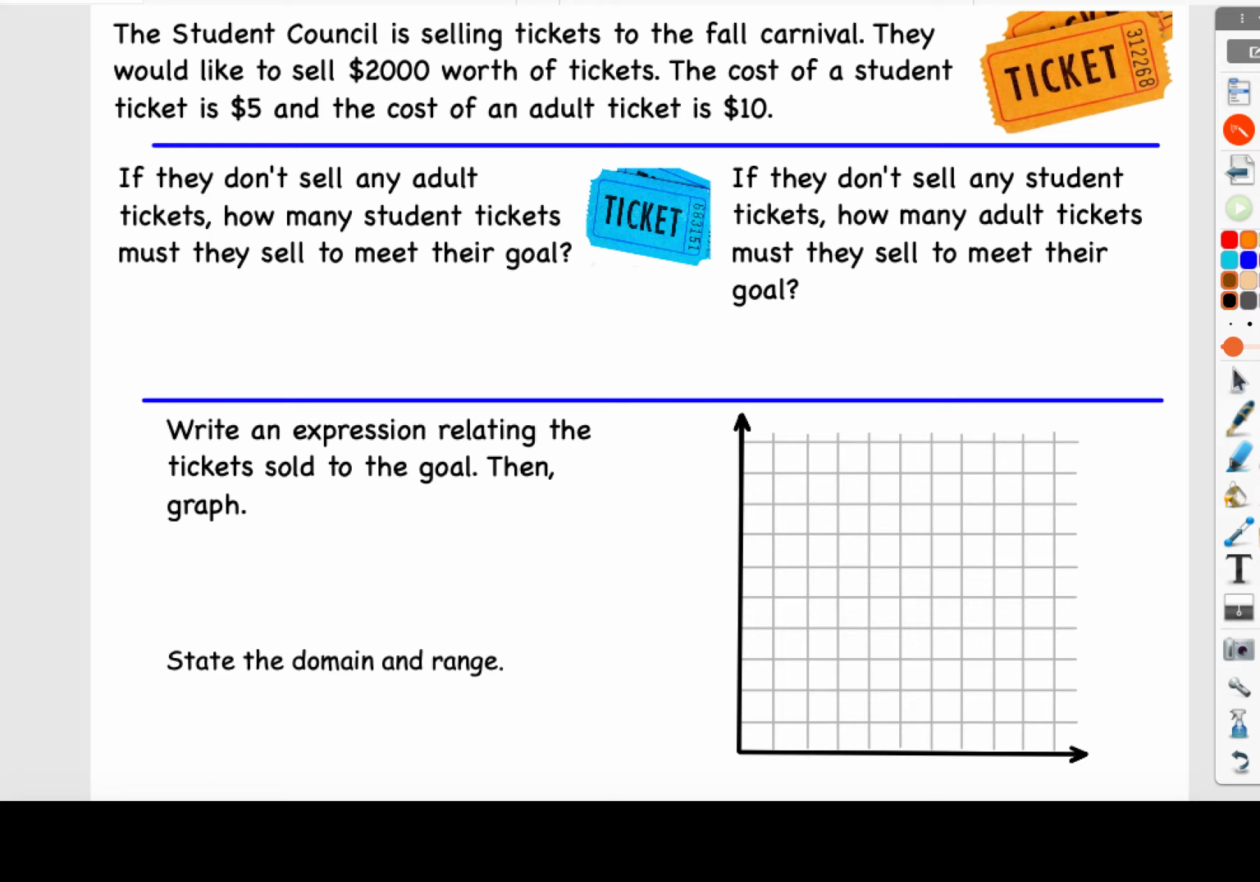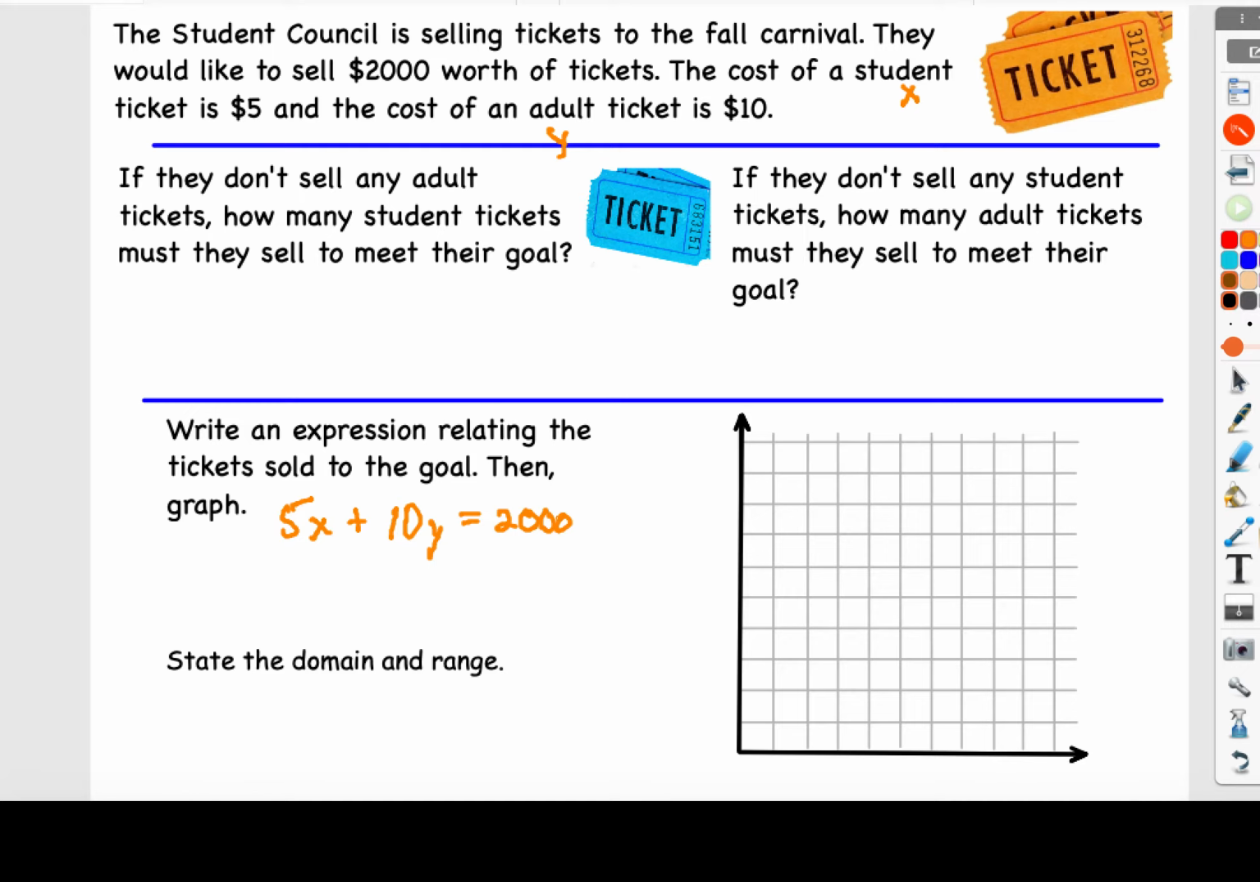Well, what if we consider the fact that if we want to make a graph out of this, we can kind of think ahead. I'm going to jump down to the bottom a little bit, write an expression relating the tickets sold to the goal. If we call the student tickets X and the adult tickets Y, there's $5 per student ticket that we're going to make, and $10 per adult ticket, and we add all that money up, and we need to make, as we said, a goal of $2,000. So if we can find a bunch of XY coordinates to make that a true statement, we could make a graph.